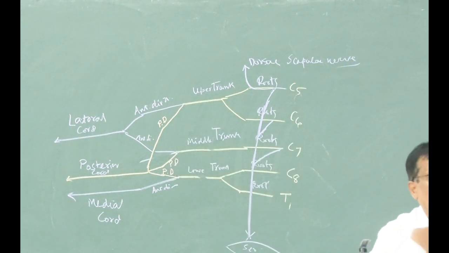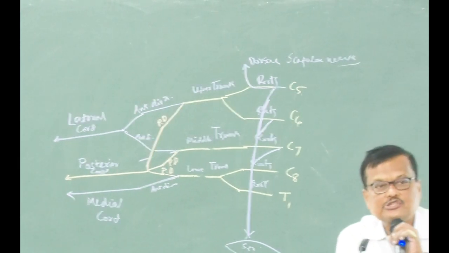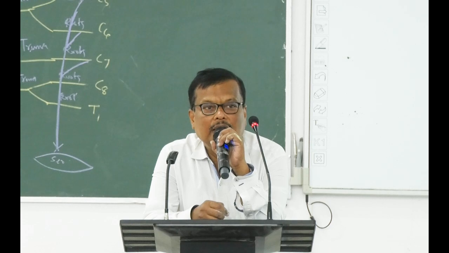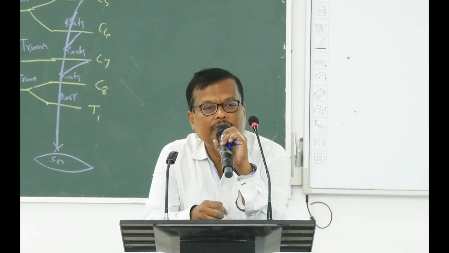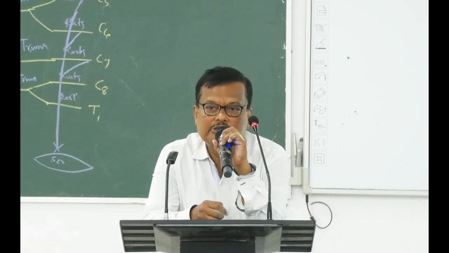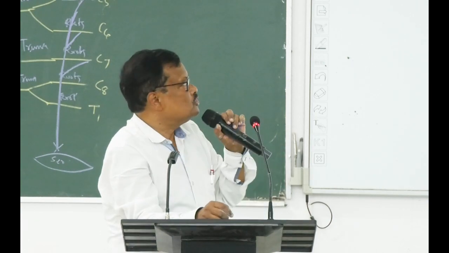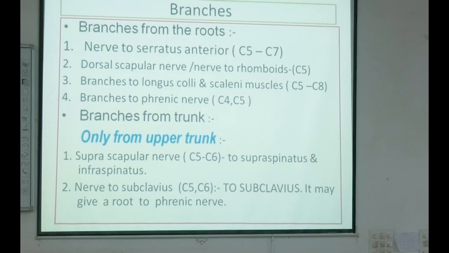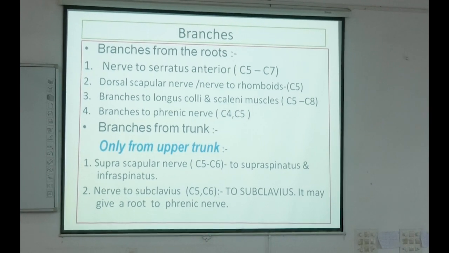And in the neck there are some muscles: longus colli and scalenus anterior, medius and posterior. These are supplied by nerves coming from the roots of the brachial plexus. So what are the branches from the roots? Nerve to serratus anterior, dorsal scapular nerve, branches to longus colli and scalene muscles, and branches to the phrenic nerve.